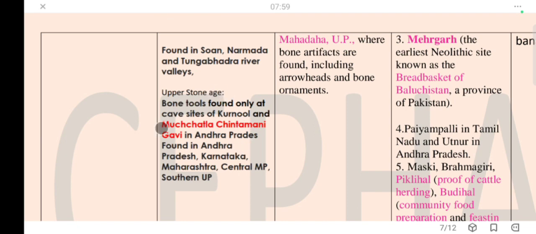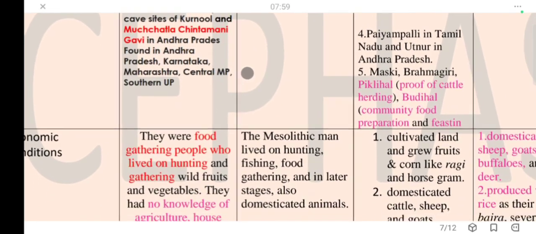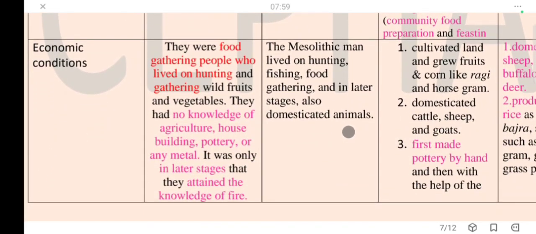Okay, this is Upper Stone Age. Write it down. Next, what are the economic conditions? As I said, the Paleolithic age people are mainly food gathering people who lived by hunting and gathering. That's it. They don't know anything else. They're very, very raw in nature, the Paleolithic people. So they had no knowledge of agriculture, house building, pottery, or any metal.